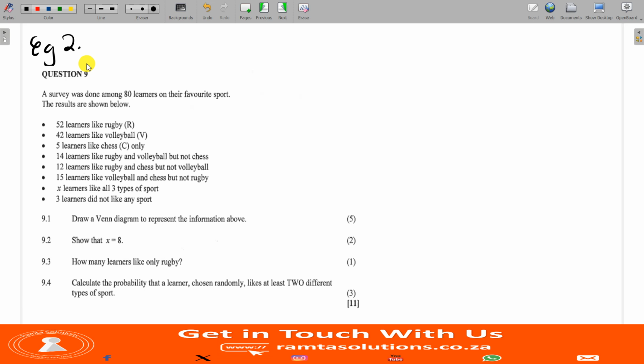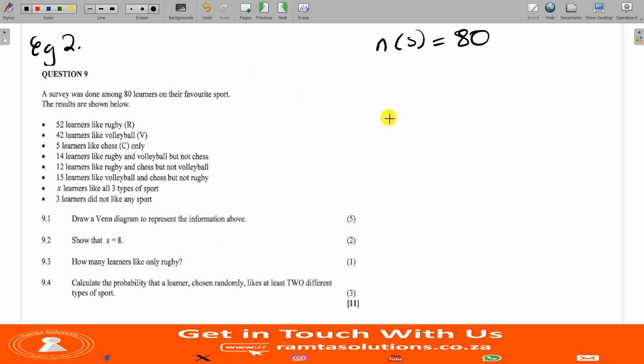So let's see. A survey was done among 80 learners on their favorite sports. Note, I'm going to take this data now. It's important. Sample space, which is number of learners, is 80. So the results are shown below. Those that love rugby are 52. Those that love volleyball are 42. Those that love chess only are whatever.